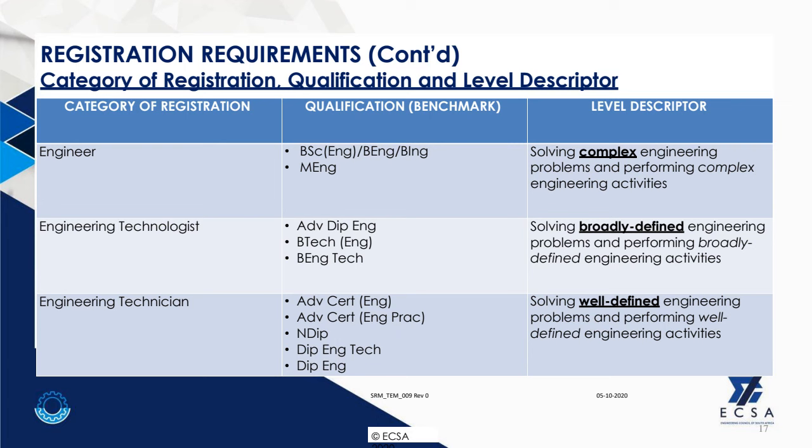If you check here, let's start at the top one, the engineer requirement for the benchmark qualification: Bachelor of Science in Engineering or the Bachelor of Engineering, or the Baccalaureus Ingenieurswesen in Afrikaans, and then the Master of Engineering. I'll just talk a little bit about the Master of Engineering. It's a very new one, which is under the E-22PE qualification standard at ECSA. And that leads to solving complex engineering problems and performing complex engineering activities. We'll just talk about this in the coming slides.